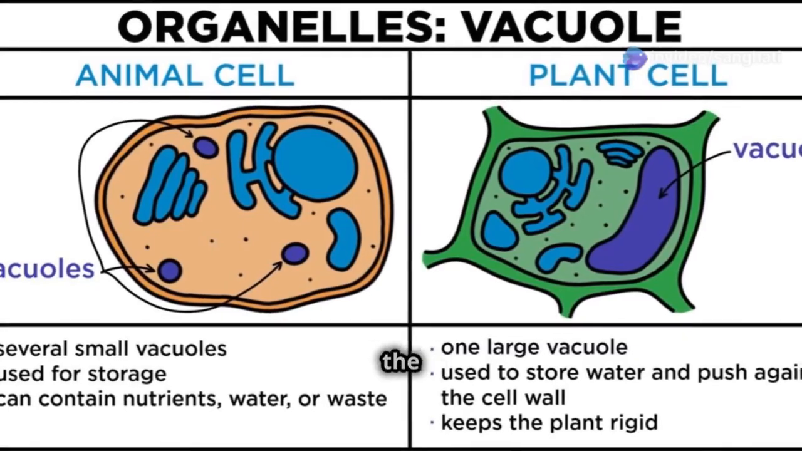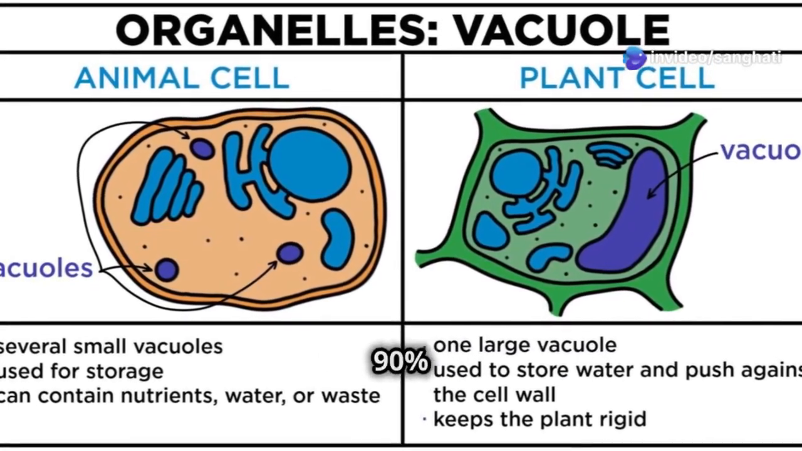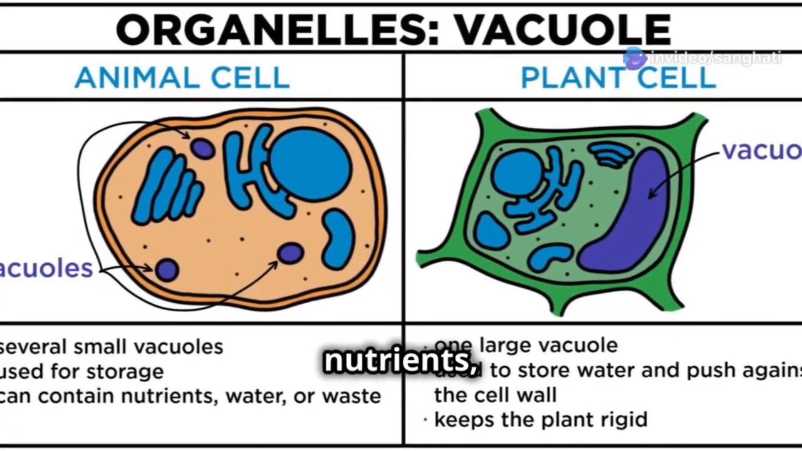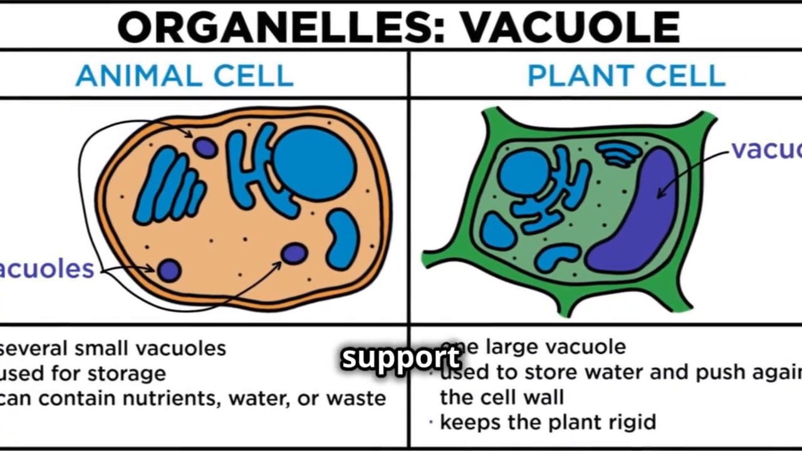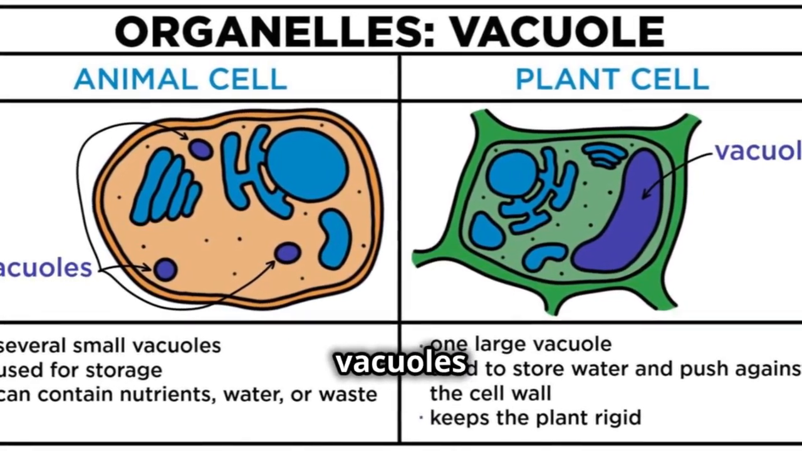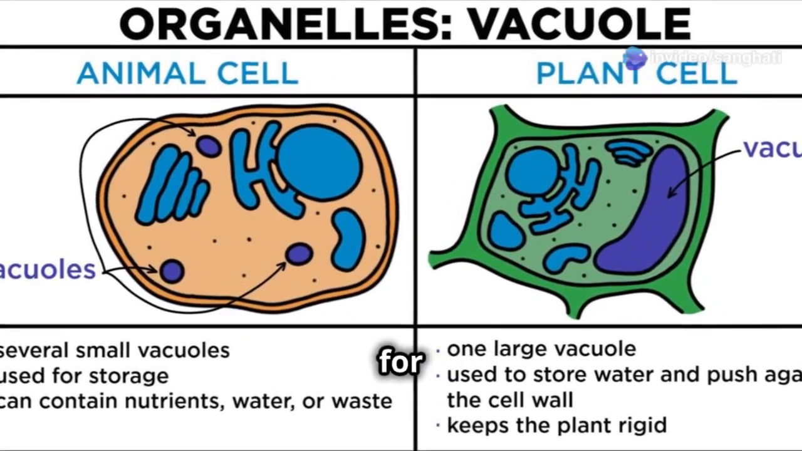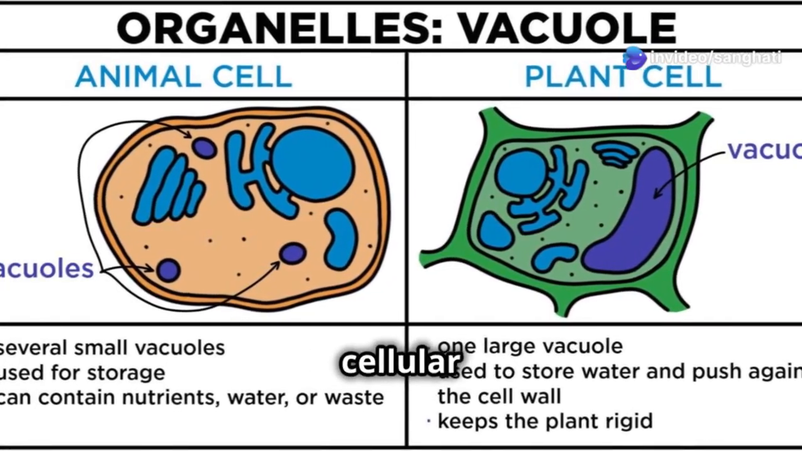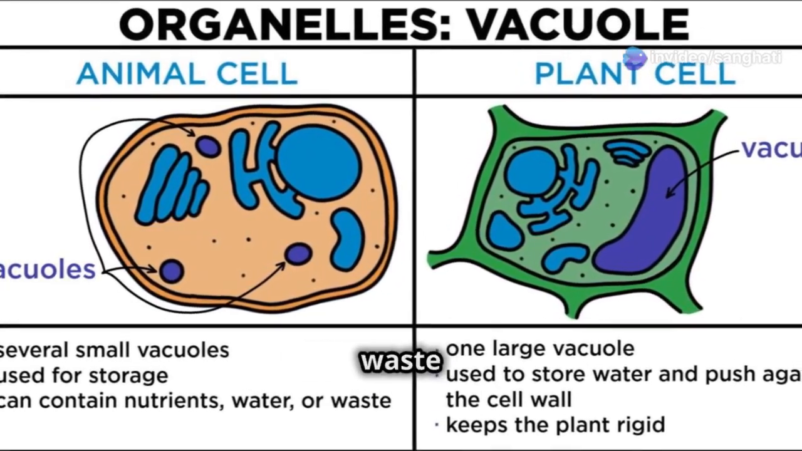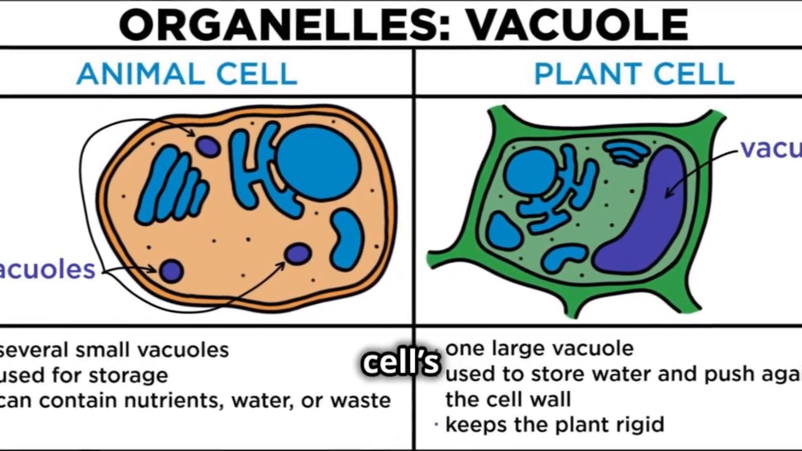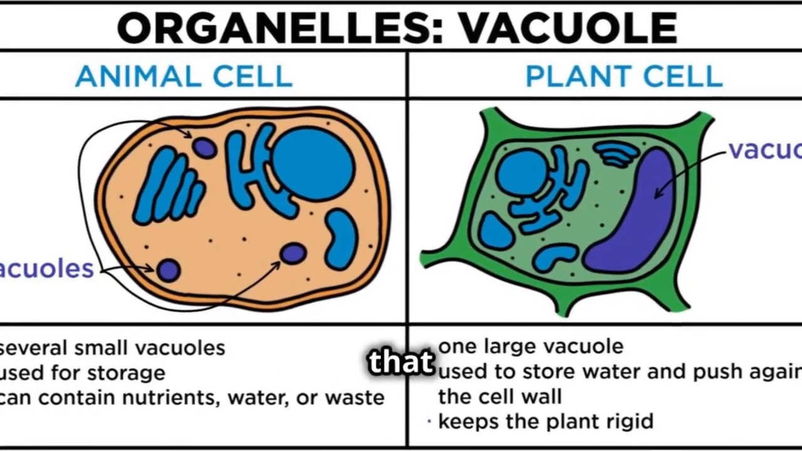In plant cells, the central vacuole can occupy up to 90% of the cell's volume, storing water, ions, and nutrients, and providing structural support through turgor pressure. In animal cells, vacuoles are typically smaller but still crucial for isolating harmful materials, storing waste products, and managing cellular waste.